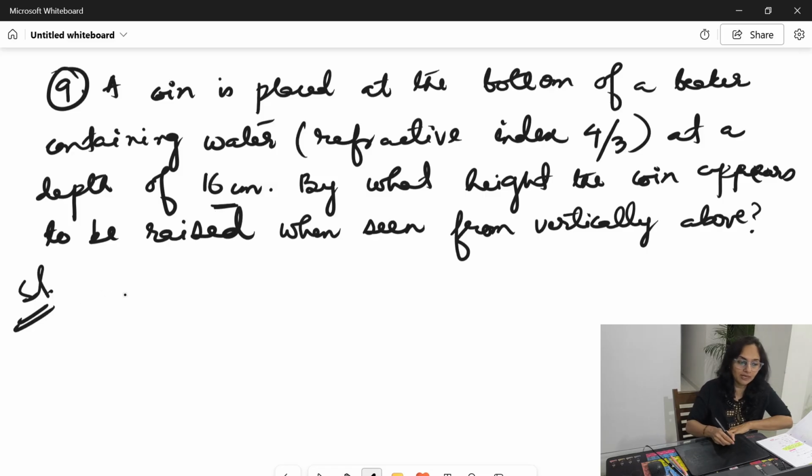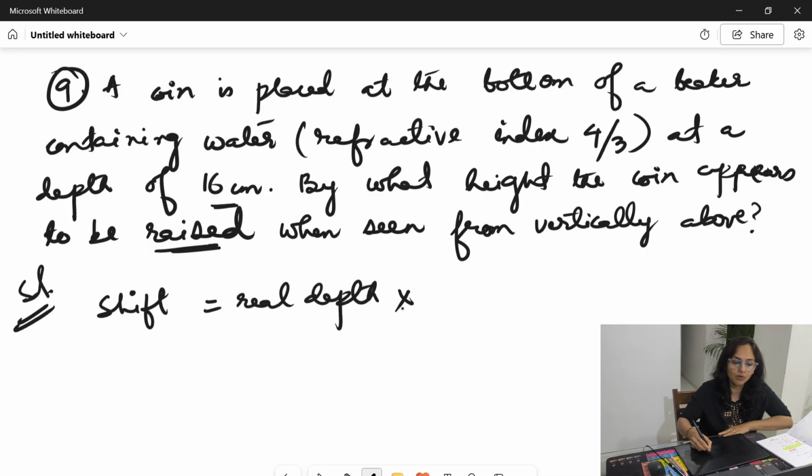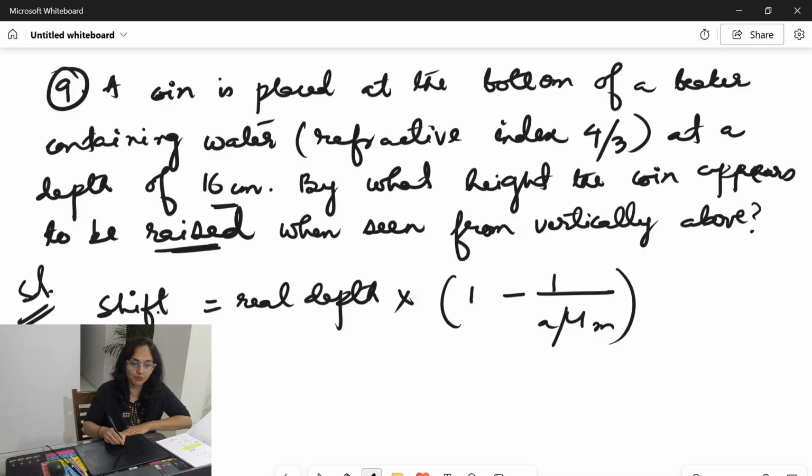So there is a formula for that. The question is by what height the coin appears to be raised, that's called shift. So shift is equal to real depth into 1 minus 1 upon mu, the refractive index. So here a mu m means refractive index of the medium with respect to air. This formula we have to remember for solving such questions. So shift we have to calculate.